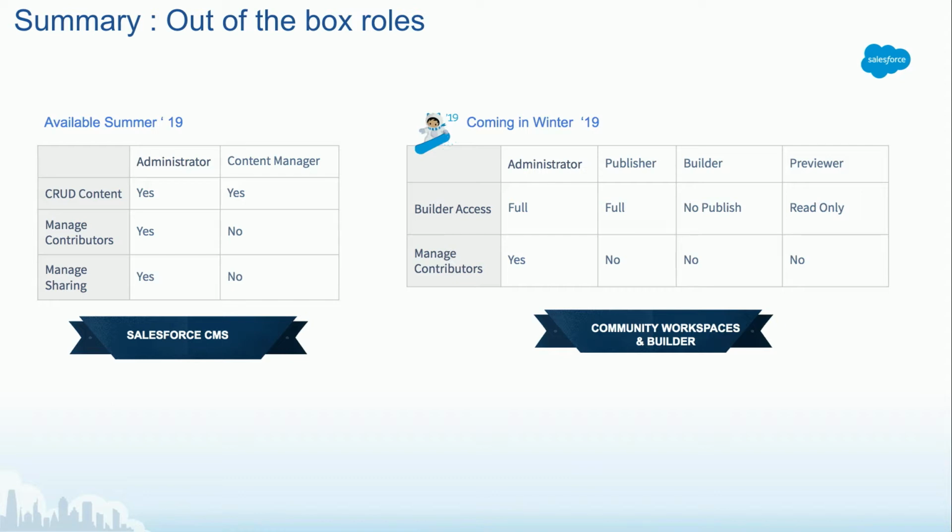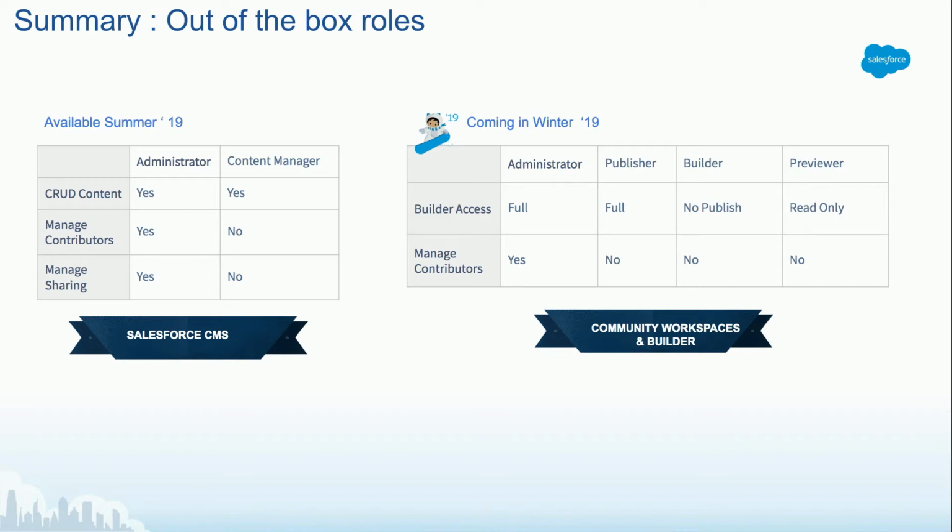In winter, we're going to extend this to community workspaces and builder as well. So what this means is you'll now have 4 more additional out-of-the-box roles when you go into community workspaces. The administrator can do lots of things. They have full builder access. They can manage contributors. You look at a site publisher, they should be able to publish the site, but they don't have admin capabilities like managing contributors.